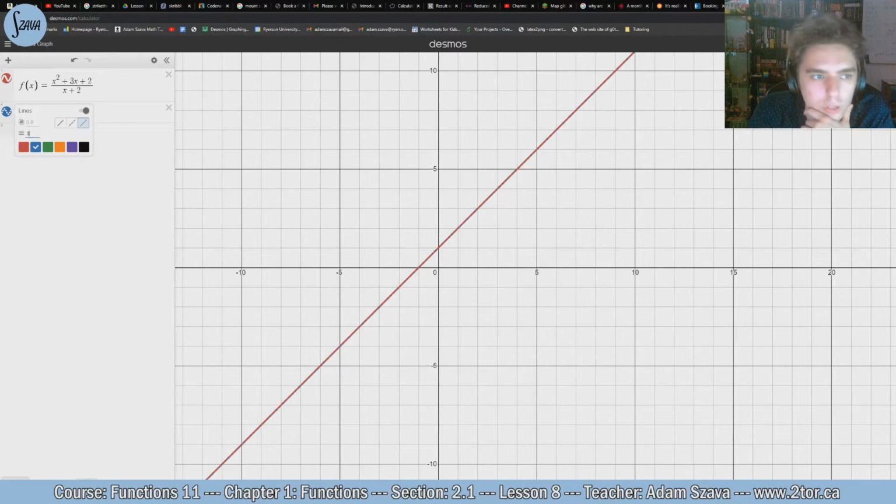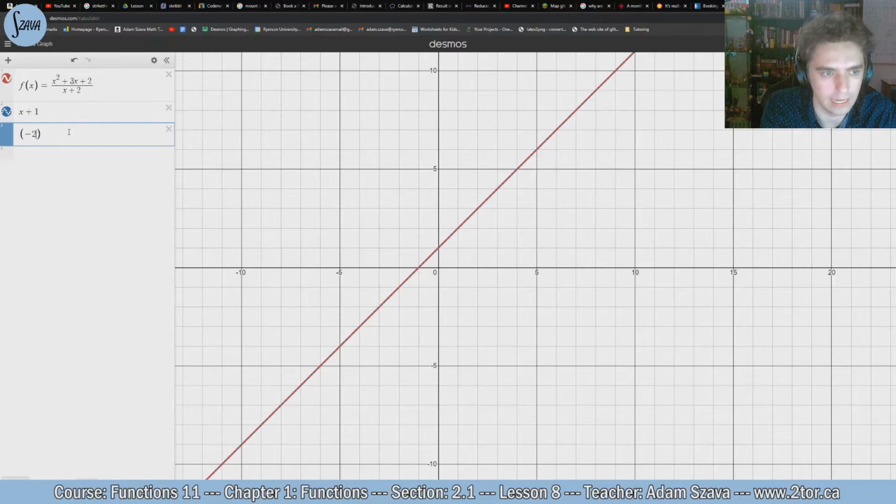So that blue dotted line is our x plus 1. But the difference is that f of x has a hole. There's a hole at the point where x equals -2. When x is -2, at the point (-2, -1), right there. So you see right here, we have a hole on our f of x.